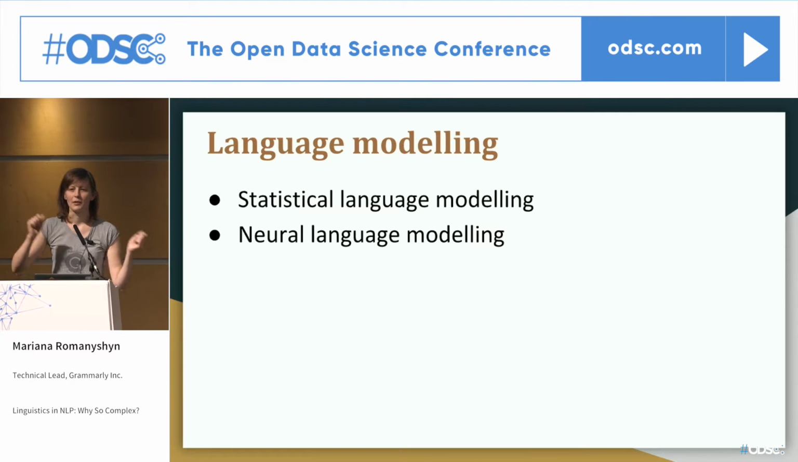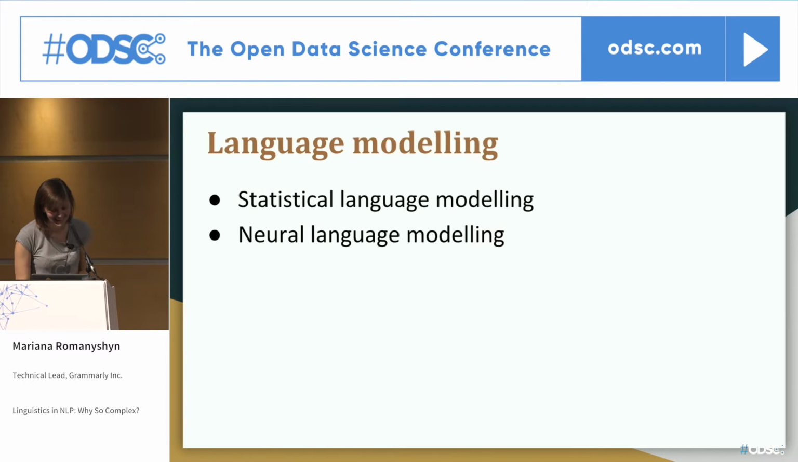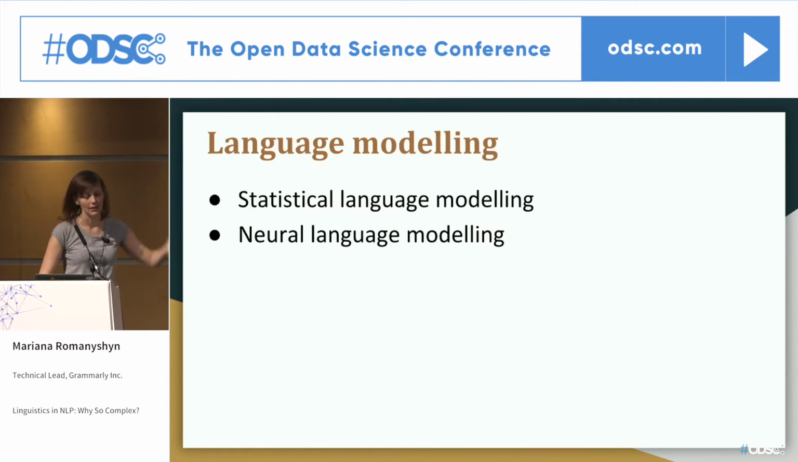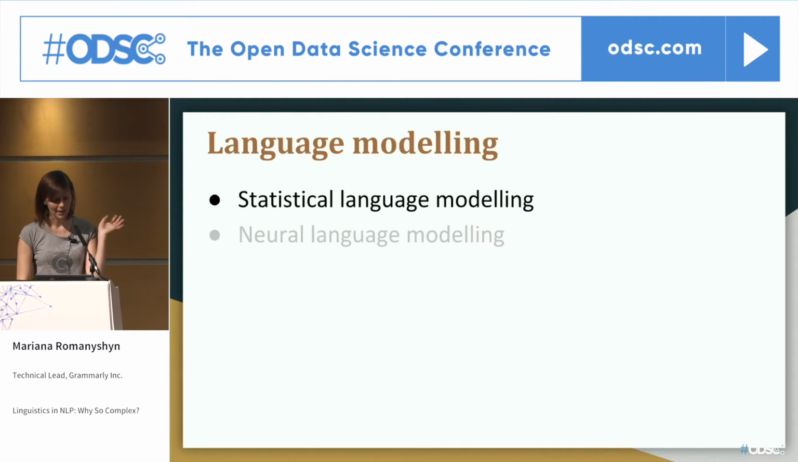How many of you know about language modeling? Okay, all right, some people, good. So there are two approaches to language modeling: statistical language modeling and neural language modeling. We'll start with the statistical one.